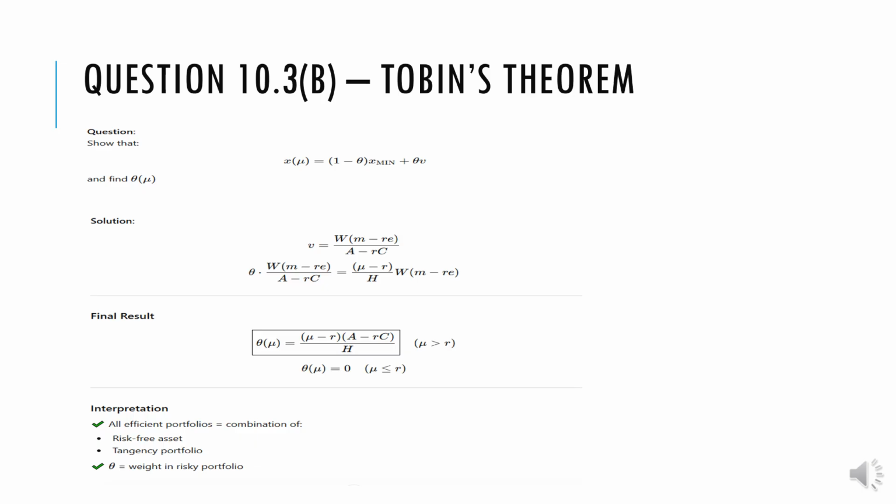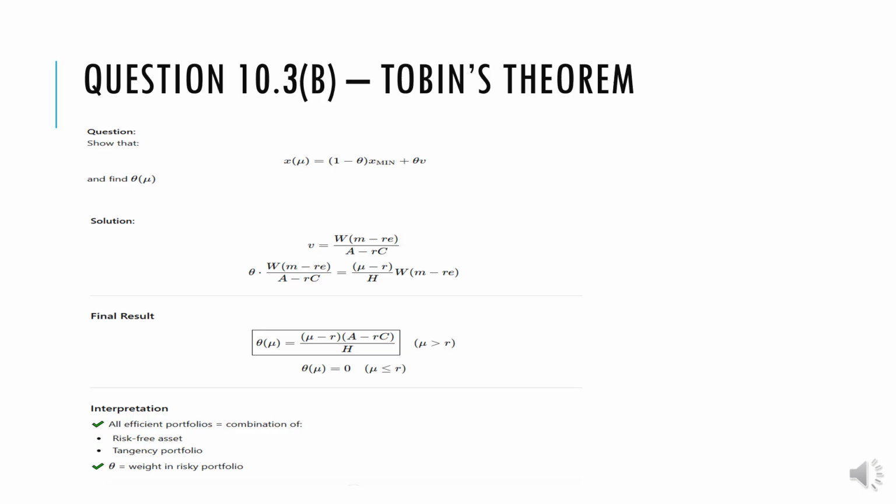Finally, in part B, we use Tobin's mutual fund theorem. This theorem states that every efficient portfolio can be written as a combination of two portfolios, the risk-free asset and the tangency portfolio. So we express x of mu as minus theta times the risk-free portfolio plus theta times the tangency portfolio. Then we compare the risky part of both expressions by equating them. We solve for theta. This gives us theta as (mu minus r) times (a minus rc) divided by h.